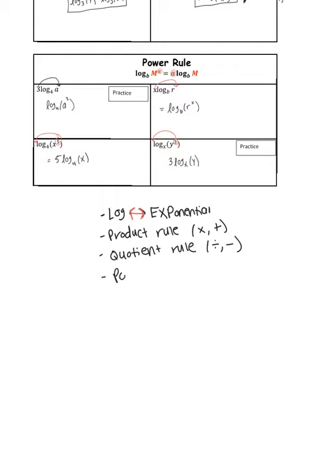And then last thing is the power rule. And that means that you can move the exponent into the coefficient position or the front of the logarithm. And then if you have a coefficient, you can move it up into the exponent of the logarithm.